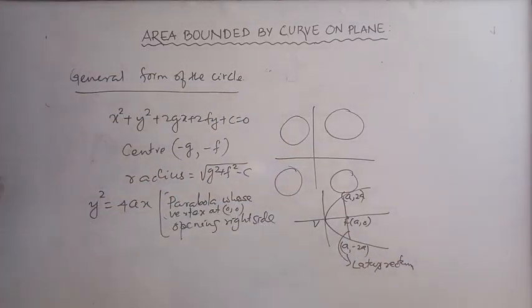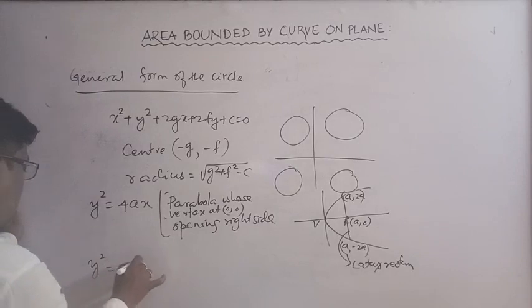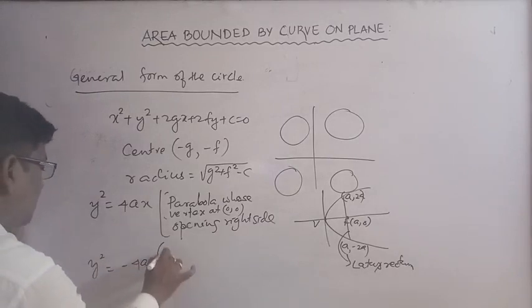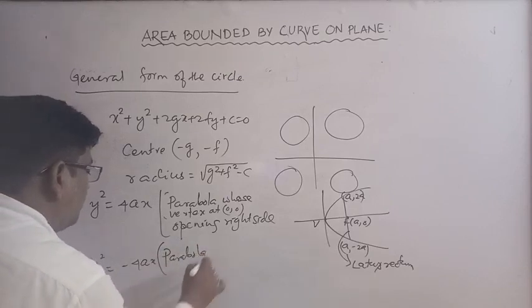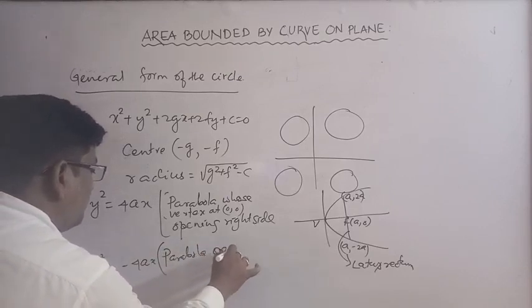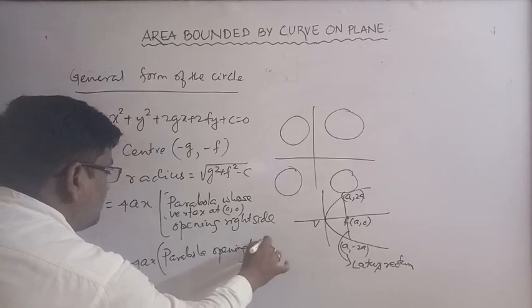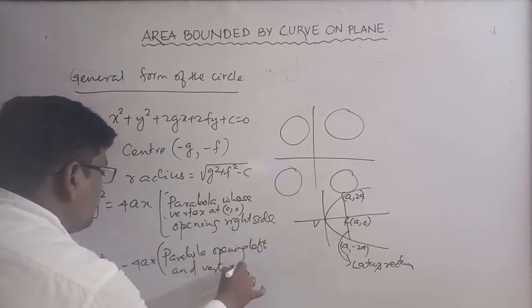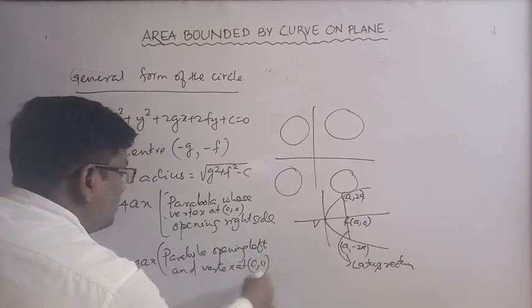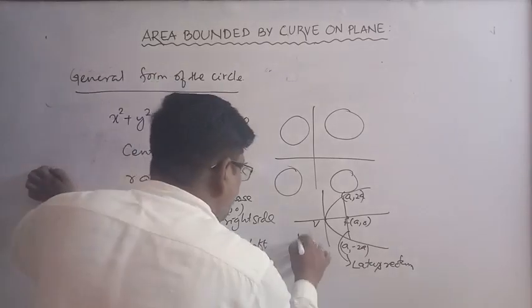Now y square is equal to minus 4x. This parabola opens left, and the vertex is at (0, 0), and the graph is like this.